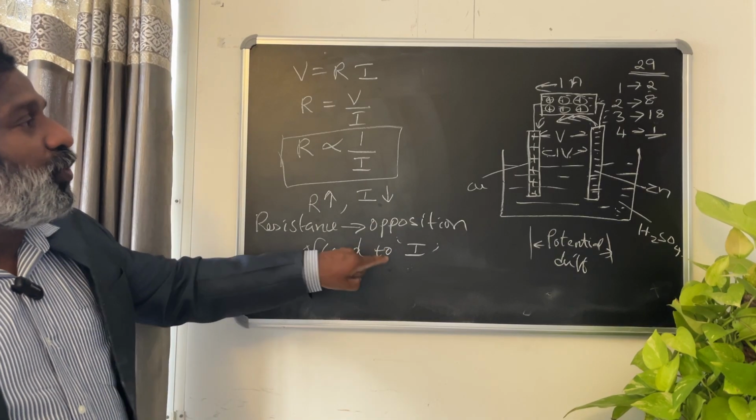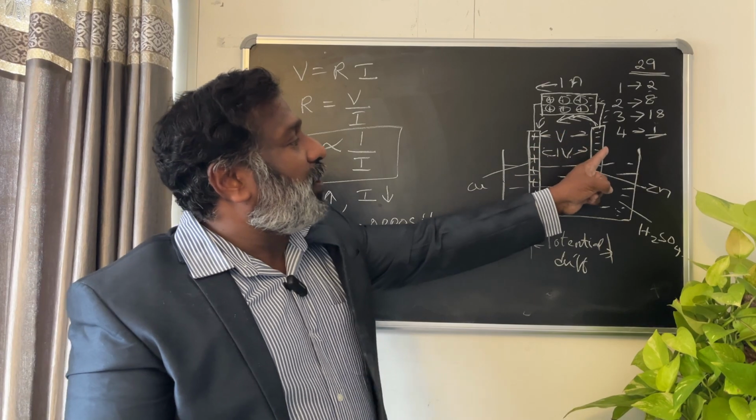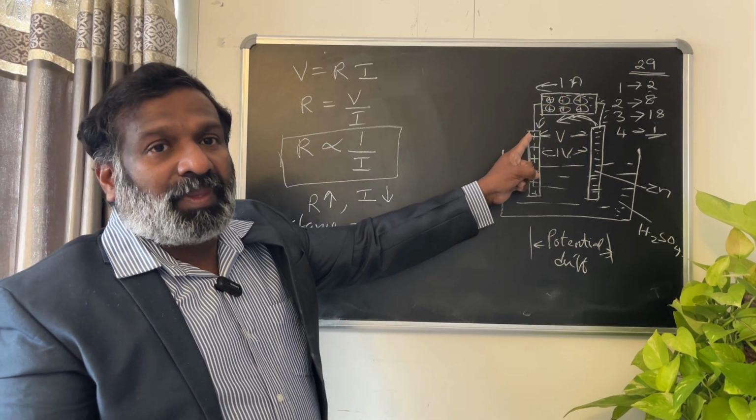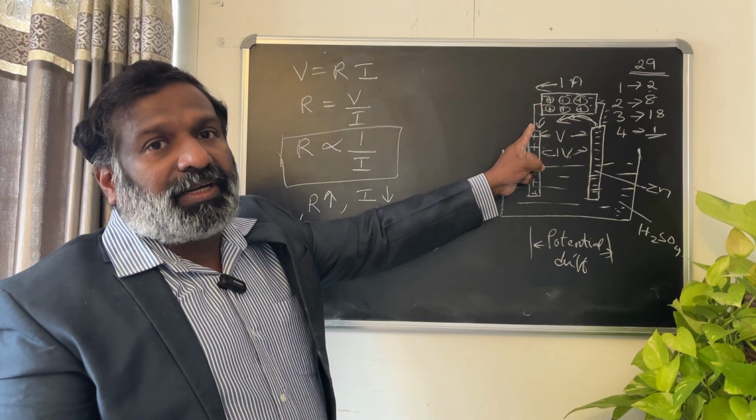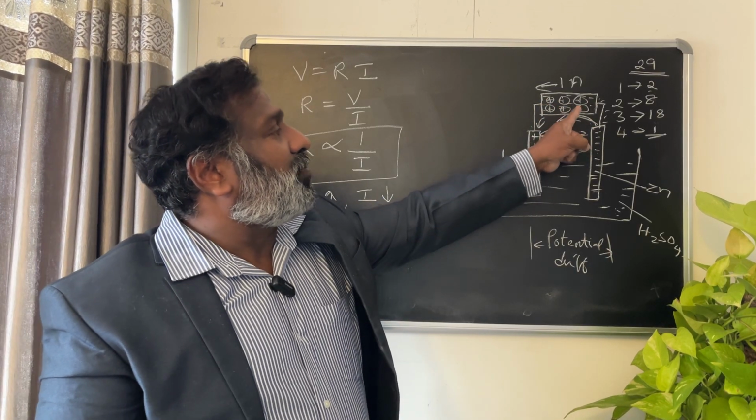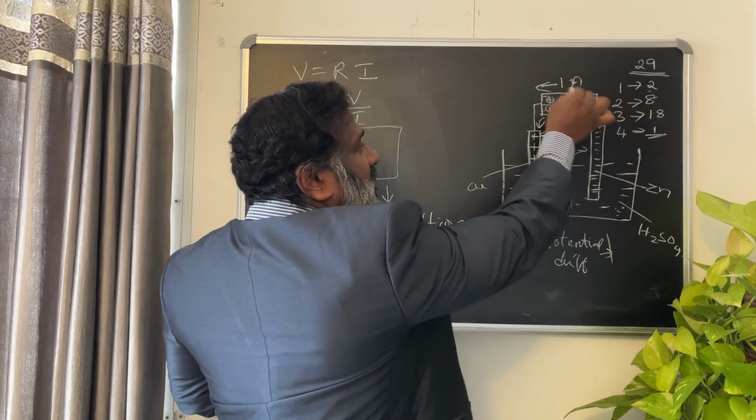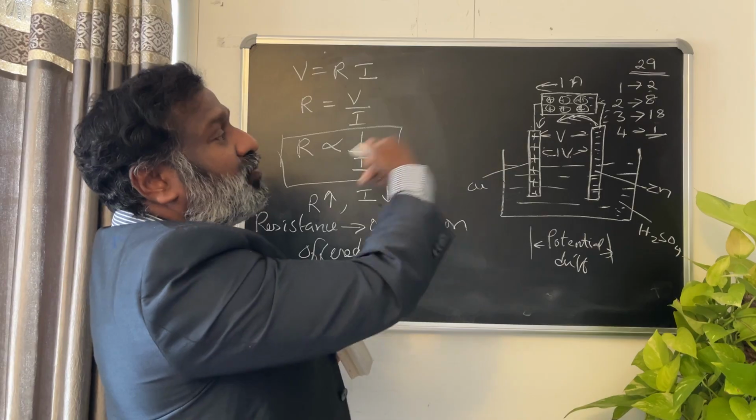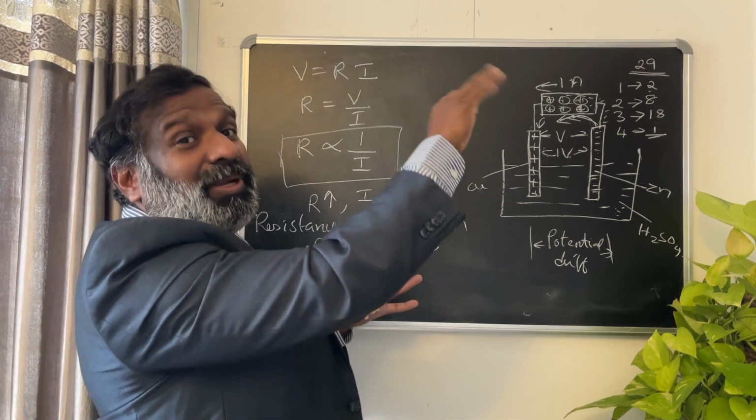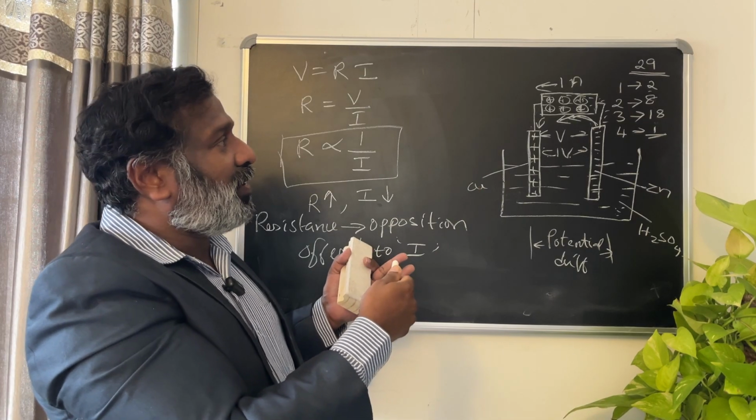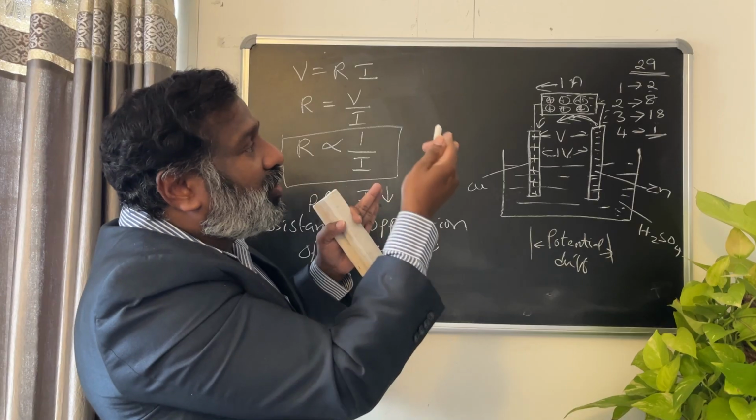Which one is giving this opposition? Current is the flow of electrons, flowing from the negative plate to the positive plate. So when the electrons move from the negative plate to the positive plate through the conductor, the stationary atoms of the conductor give opposition, because the electrons collide with the stationary atoms. During the collision, they lose energy, which is released in the form of heat.